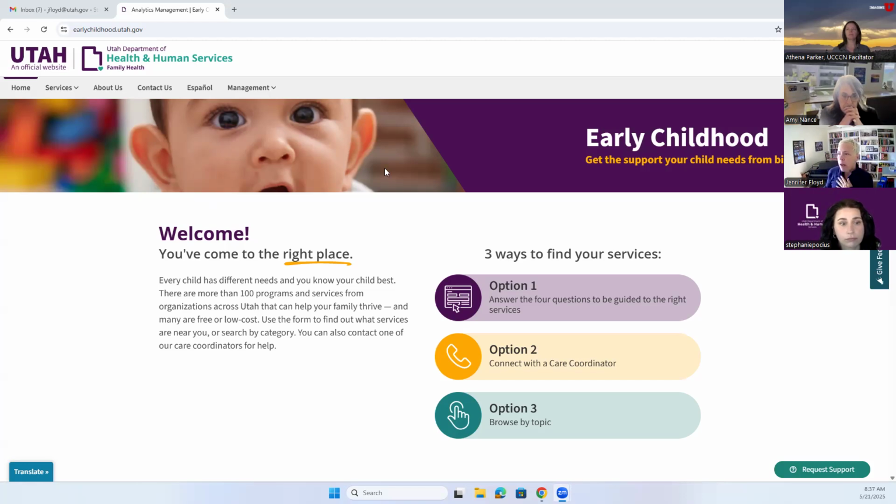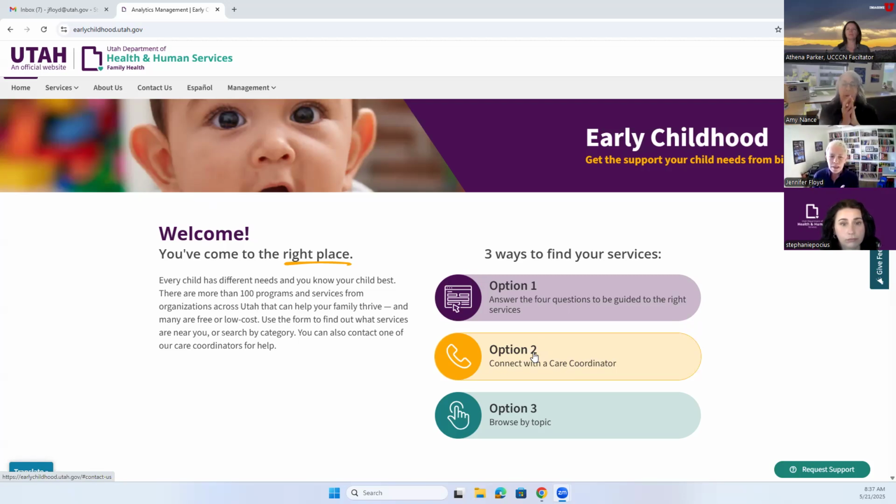So let me just show you how it works. On this welcome screen, you can see that there are 3 different ways to find services. You can answer 4 questions to be guided. We are hoping that most people will do this. Second, they can connect directly with a care coordinator.